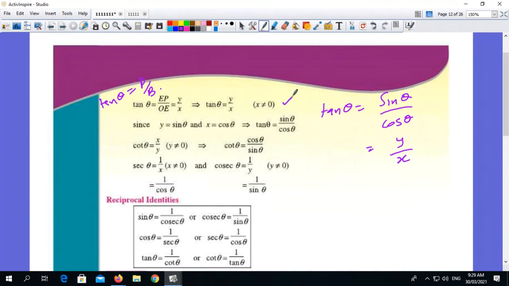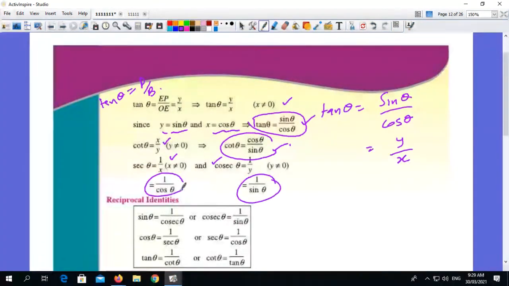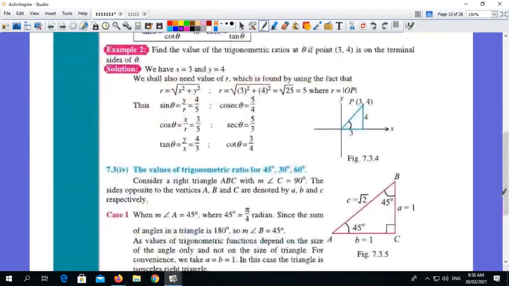X is not equal to 0, because if X is equal to 0 then it's undefined. Y equals sin theta, X equals cos theta, so tan theta can be written as sin theta by cos theta. Cot theta is equal to X by Y, so cot theta can be written as cos theta by sin theta. These are important results which we deduce from here. And secant theta is equal to 1 by X, the reciprocal of cos, and cosecant is the reciprocal of sin. These are the 6 results which we use in the next exercises.